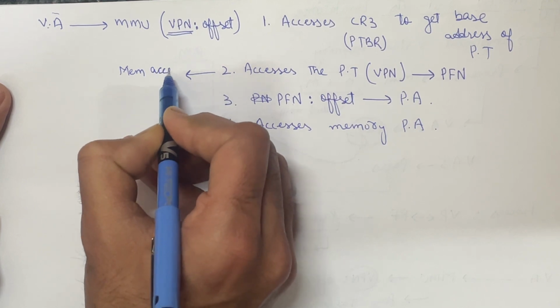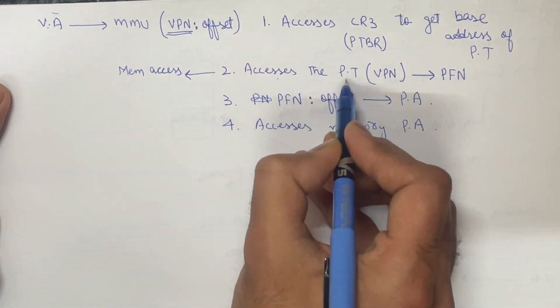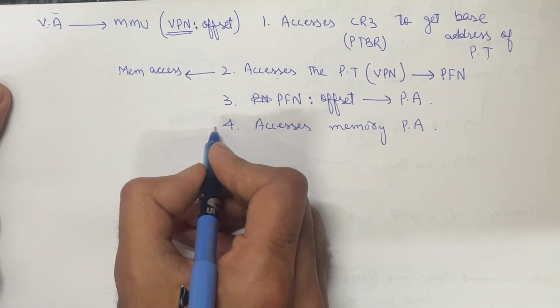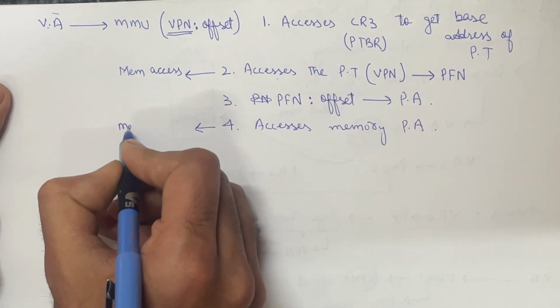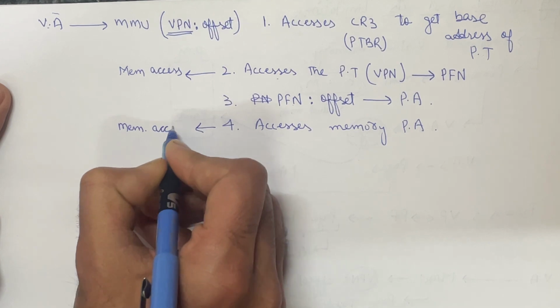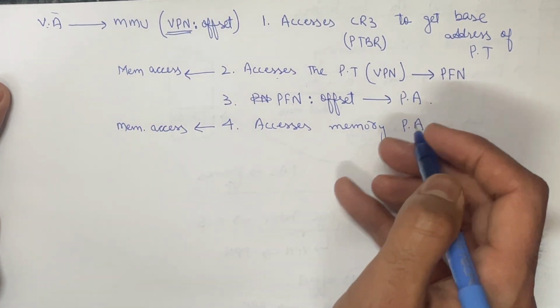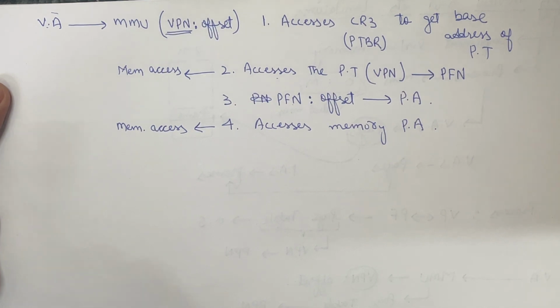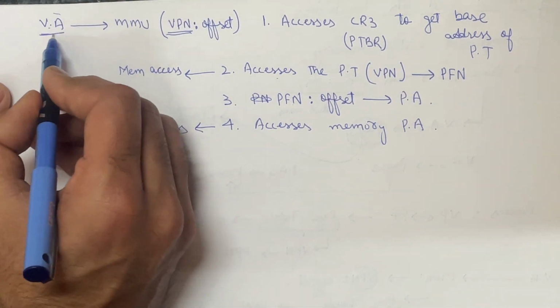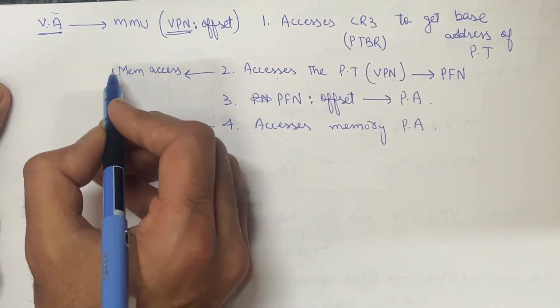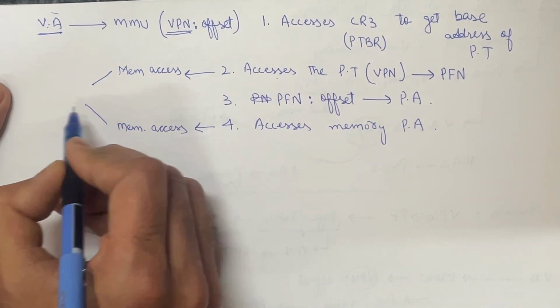Why are we doing a memory access here? Because we have to access the page table, and the page table is stored in the memory. And then again, we have to do a memory access here. And why do we have to do a memory access here? Because after getting the physical address, we have to get the data from the memory. So that means for every memory access, because of this paging technique, there is one extra access.